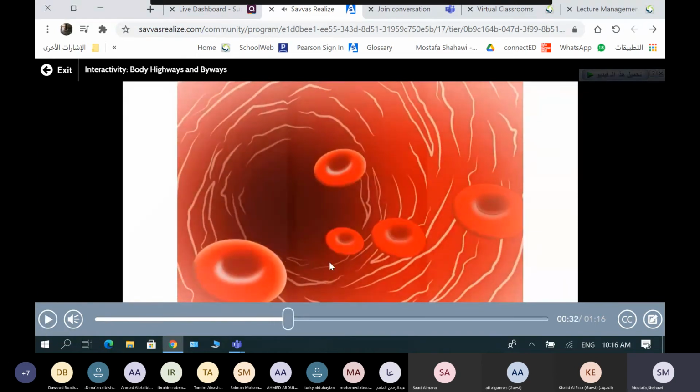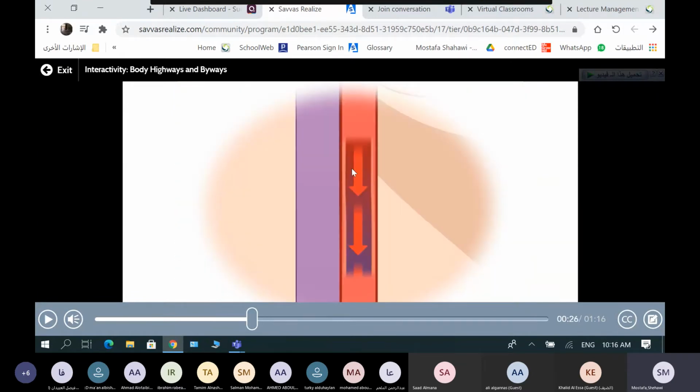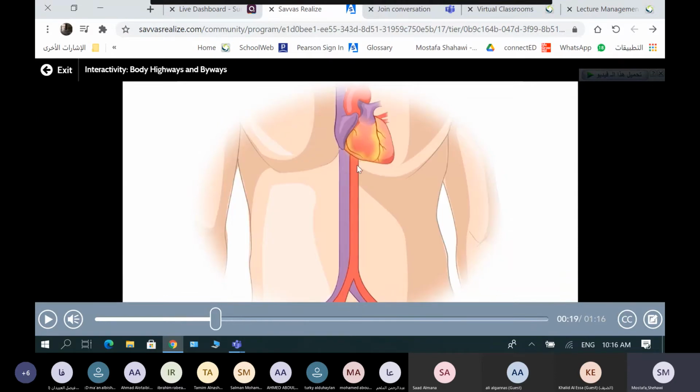So this one is called the abdominal aorta. This one. Let me show it to you. That's it. It's called the abdominal aorta, the main artery that carries the blood from the heart to the lower part of your body that is further away.